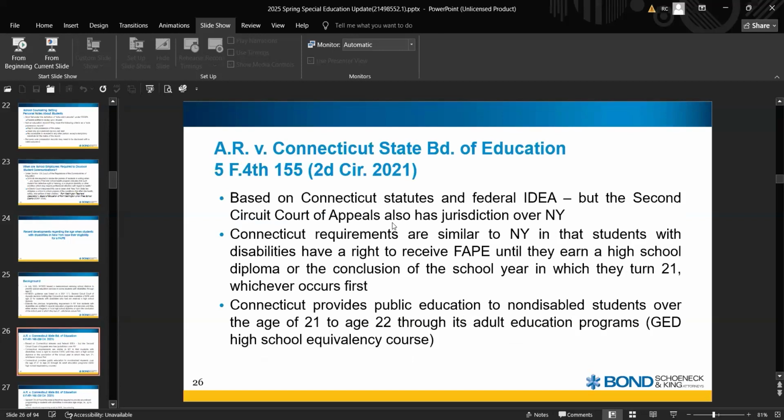So the Second Circuit decision was A.R. versus the Connecticut State Board of Education. The reason that we're talking about it today is because the Second Circuit has jurisdiction over Connecticut, New York, as well as Vermont. The Connecticut requirements are similar to New York in that it requires students with disabilities to receive a FAPE until they earn a high school diploma or the end of the school year in which they turn 21. Connecticut provides public education to students without disabilities through the age of 22. And so the Second Circuit said, because you are providing that education to students without disabilities through the age of 22, it would be a denial of FAPE to not provide that same education to students with disabilities until those students are 22.